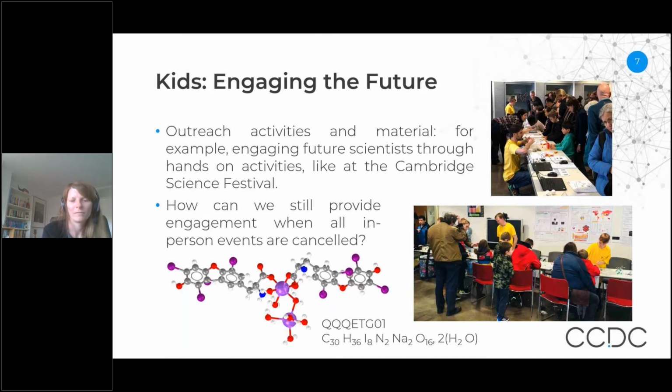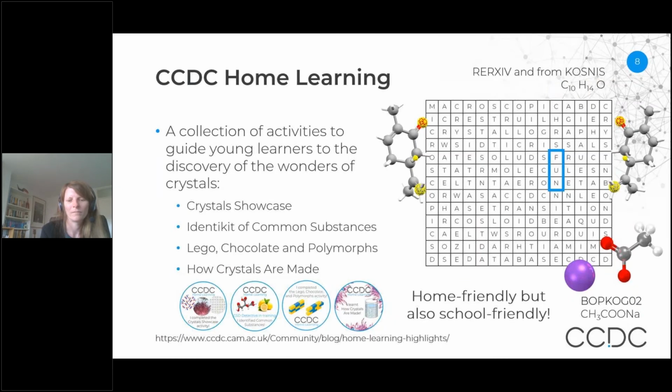To engage them with science and with what we do at the CCDC, we take part in outreach activities such as the Cambridge Science Festival. You can see some pictures on this slide. The question again is, how can we provide engagement when all in-person events are cancelled? So we designed the CCDC Home Learning, which is a collection of home-friendly activities that families could do at home over the summer. And we think that this could be used also in the classroom.